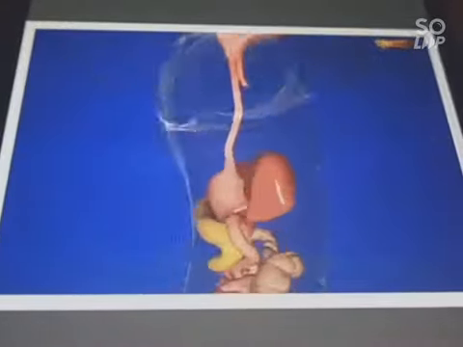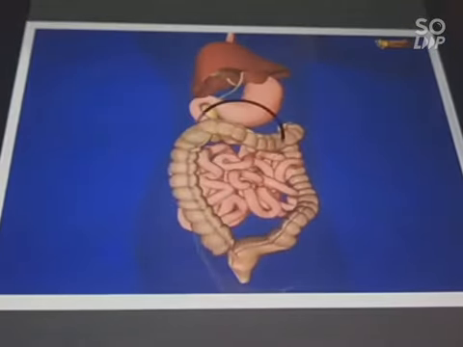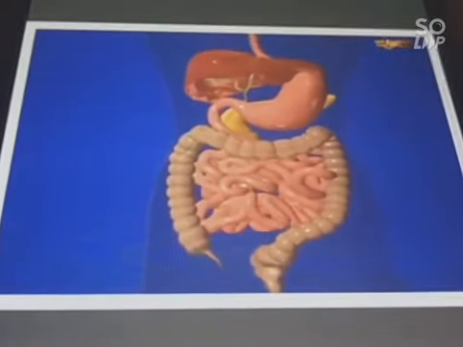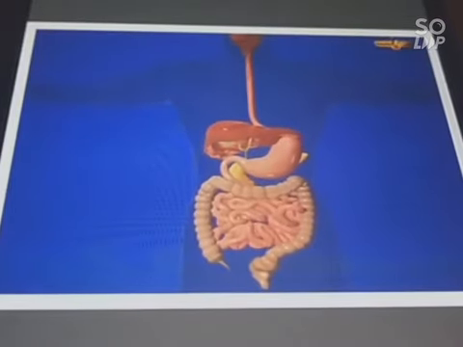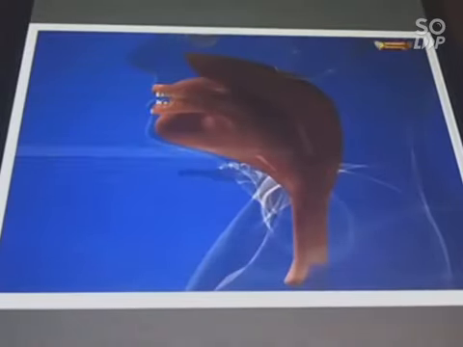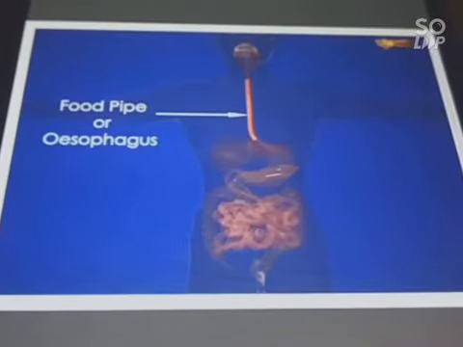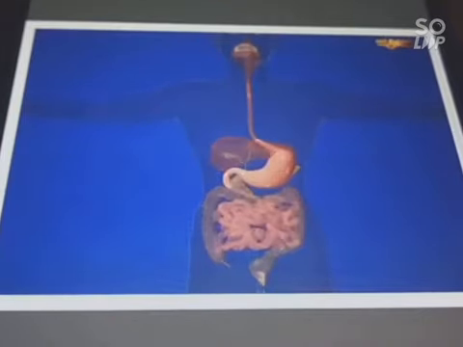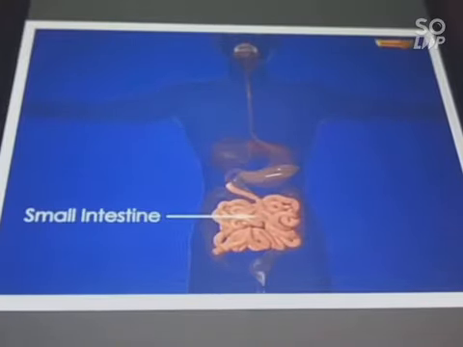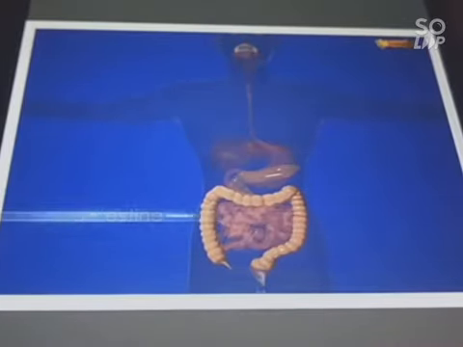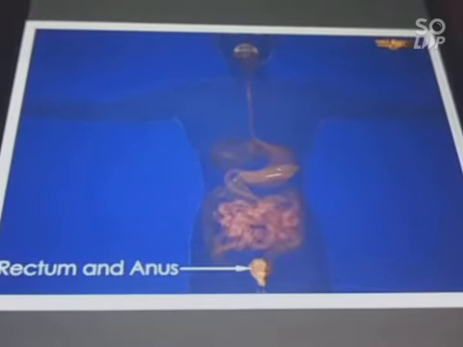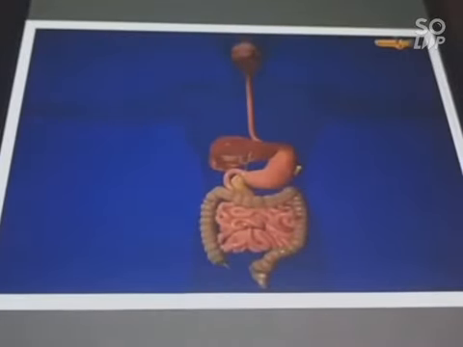The human digestive system consists of the alimentary canal and the associated glands. The food we take passes through the alimentary canal, which can be divided into various parts, which are buccal cavity, food pipe or esophagus, stomach, small intestine, large intestine, ending in the rectum and anus. These parts together form the digestive tract.